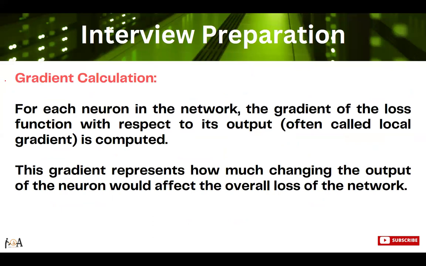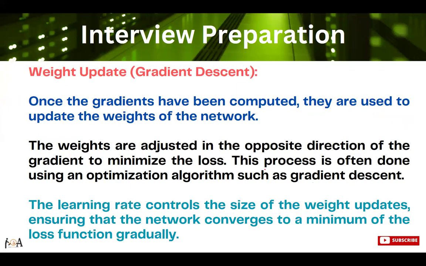After that, the fourth step is gradient calculation. For each neuron in the network, that is for each node, the gradient of the loss function with respect to its output, which is called the local gradient, is computed. This gradient represents how much changing the output of the neuron would affect the overall loss of the network, right? So how that output change of that neuron will affect the overall loss of the network.